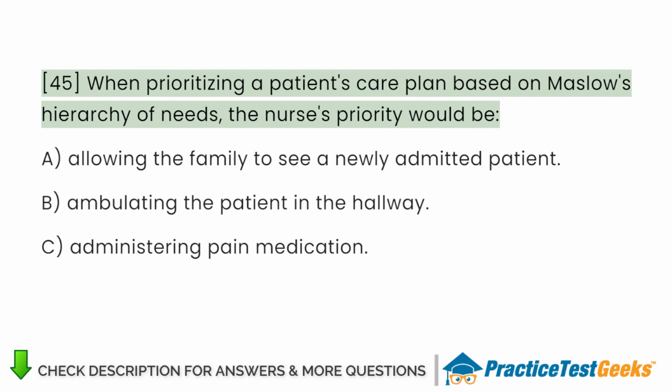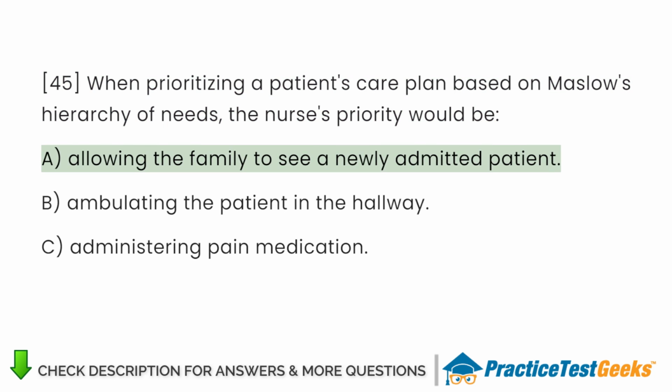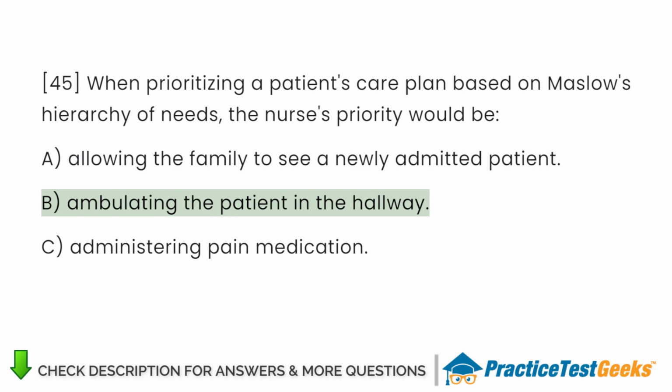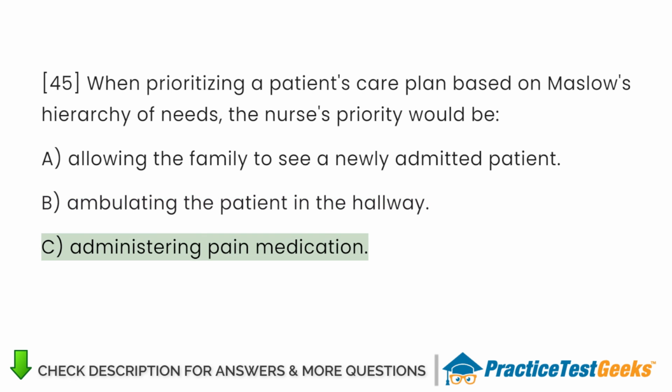When prioritizing a patient's care plan based on Maslow's hierarchy of needs, the nurse's priority would be A. Allowing the family to see a newly admitted patient. B. Ambulating the patient in the hallway. C. Administering pain medication.